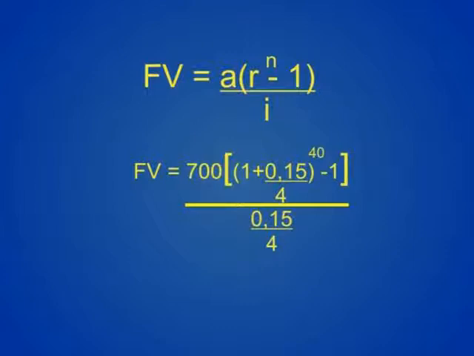That means that future value is going to equal A times r to the n minus 1 close bracket over our interest, which is going to equal 700 Rand open bracket 1 plus 0.15 over 4 to the power 40 minus 1 close bracket divided by 0.15 over 4, which gives us an answer of 62,727 Rand and 7 cents.